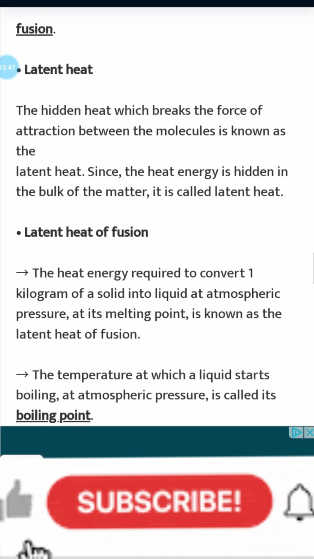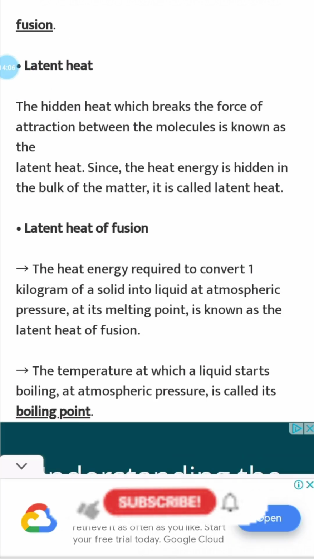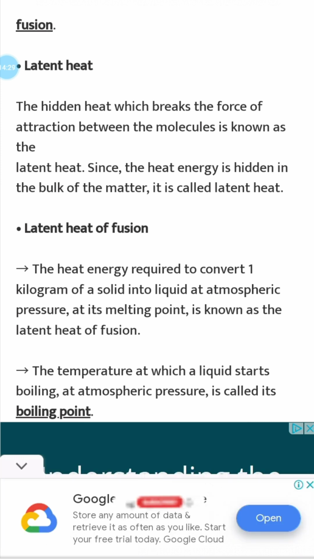Suppose we are heating ice continuously to change its state from solid to liquid. When we provide it heat, its temperature doesn't rise until the ice melts fully. So where does this heat energy go, which we are providing to the ice continuously? If its temperature is not rising, where is the heat going? This heat is absorbed by the ice to break the force of attraction between the molecules, which we call hidden. So latent means hidden. Latent heat is the hidden heat which breaks the force of attraction between the molecules.